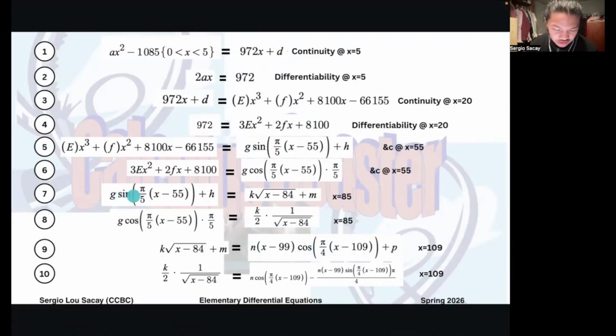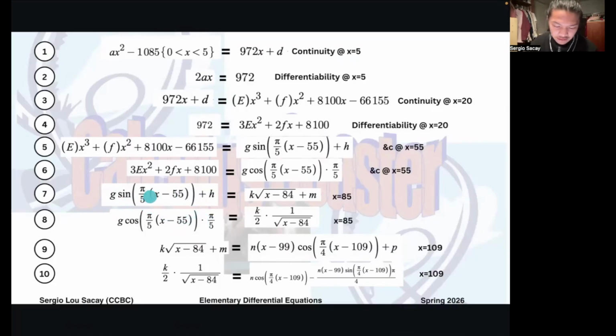So g sine of pi over 5 times x minus 55 plus h. So derivative sine is cosine. And this is a product rule. So the outer function is the sine, and the inner function is this pi over 5 times quantity x minus 55. So we're going to do derivative of the outside and then keep the inside times, so the inside is, as I said, and then times the derivative of the inside.